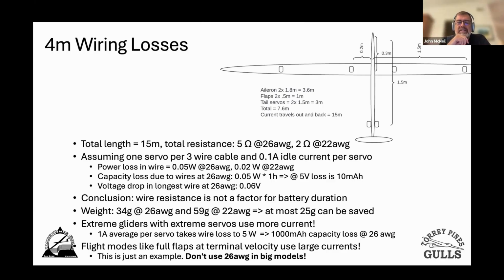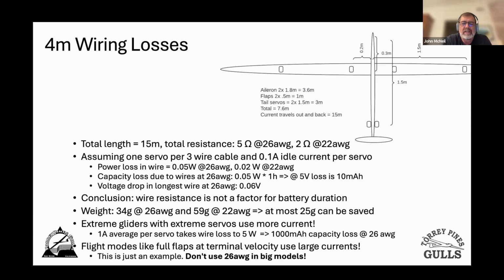Okay. So 15 meters of wire, based off that chart, is 2 ohms at 22 gauge and 5 ohms at 26 gauge. So this is a little sample problem of whether it would be a good idea to put 26 gauge in my 4 meter plane, because it's an F5J plane and I want it to be as light as possible. The power loss in the wire isn't too bad: 0.02 watts for 22 gauge, 0.05 watts for 26 gauge.